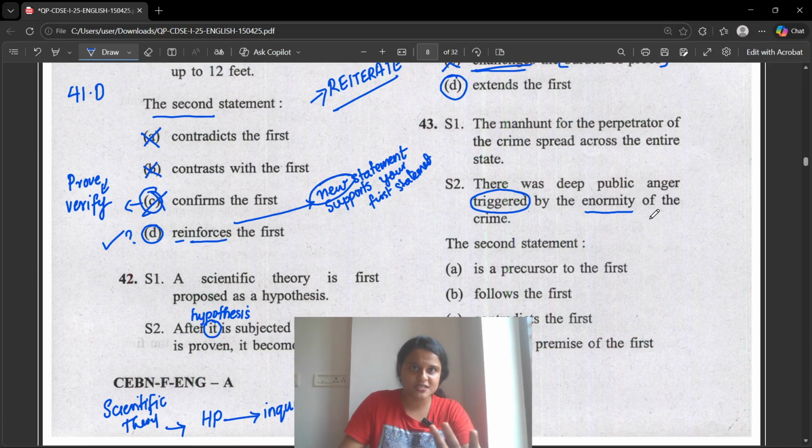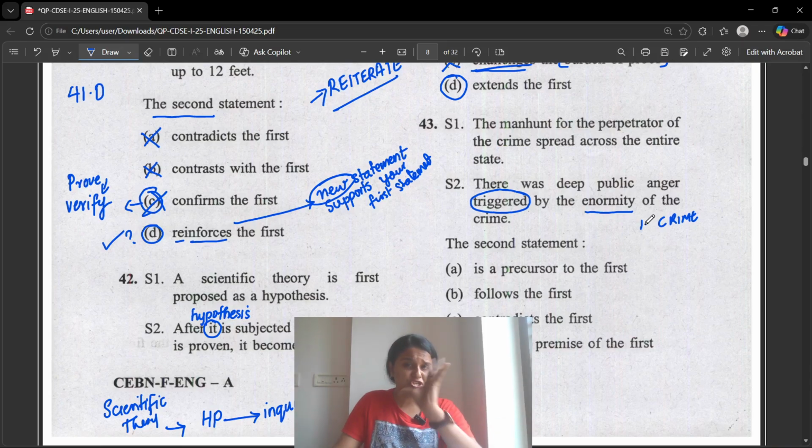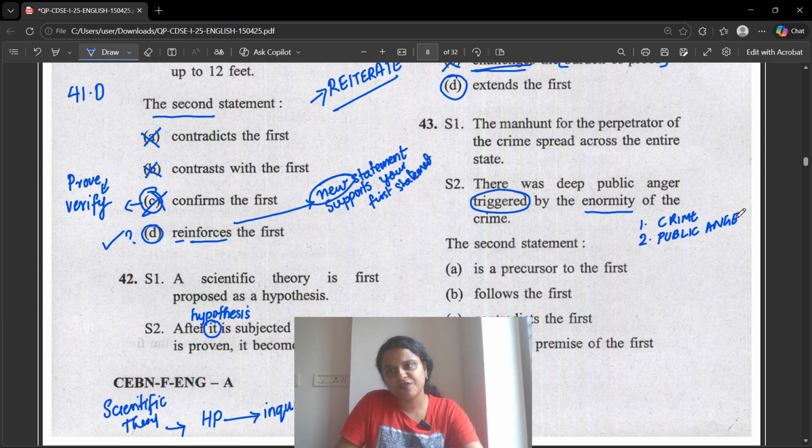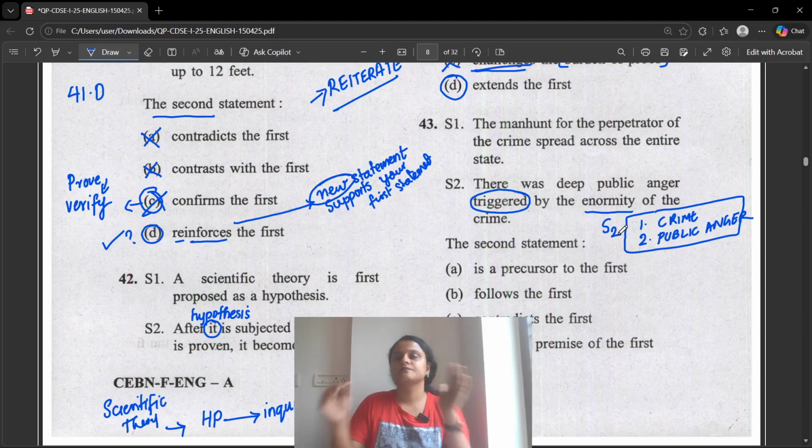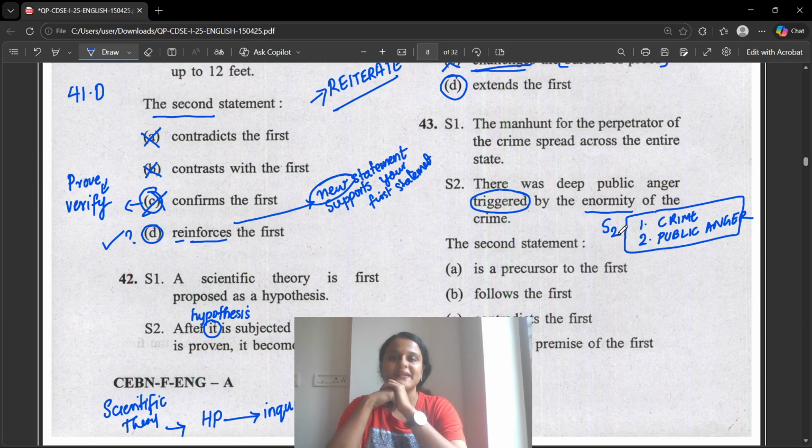If I have to write it chronologically, let's write it. A crime happens. And it's such a big deal. It's a huge event. And that causes what? That causes public anger. And that's a deep public anger. So far, are you able to understand what I'm saying? So a crime happens and then that triggers a public anger. All this information is said in statement 2. Clear? Now, what is statement number 1?